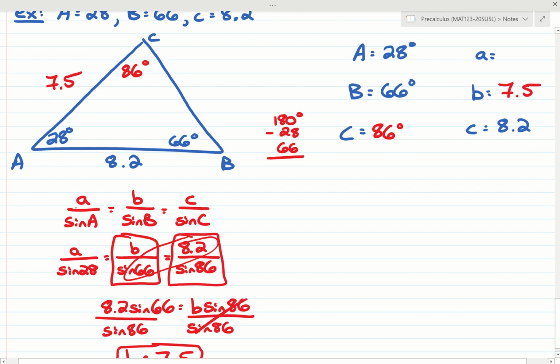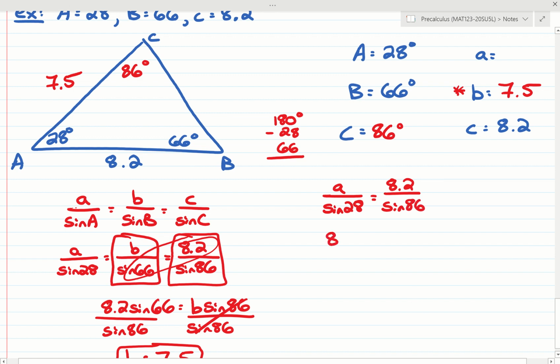And now we just have to find side A, so we'll do the same process. A over the sine of 28 is equal to... now we have a full fraction with B, but this is rounded. So I wouldn't want to use the fraction where I'm using a rounded number. My answer might not be the most exact. So I'm going to use this C value, because none of those answers were rounded, is equal to 8.2 over the sine of 86.